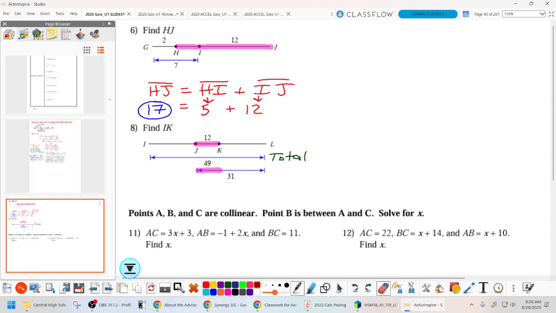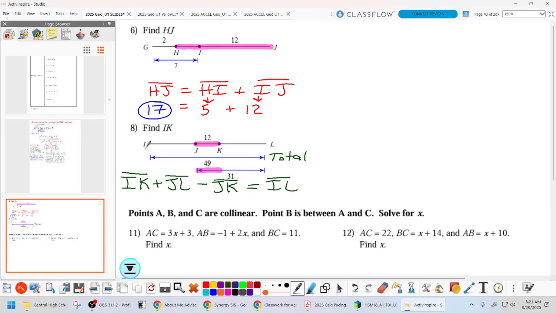Actually, let's write this first in all letters. So what are we finding here? IK, so I to K. Alright, here's how I would write this. IK gets us to there, plus, do you see how this 31 starts at J? So IK plus JL minus this little piece that's getting double counted, minus JK, equals the total, which is IL.